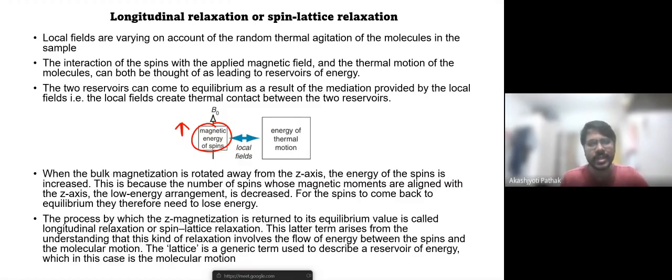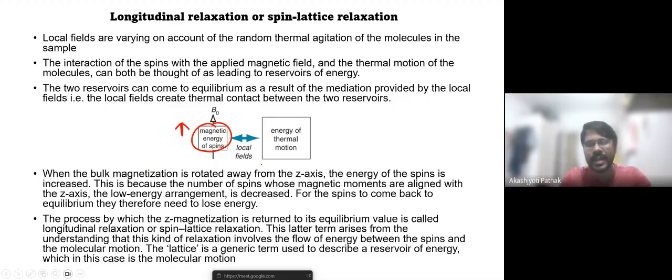This energy will increase because those magnetic moments are aligned with the z-axis, and the lower energy arrangement is decreased. When you apply the external field, the lower energy arrangement, meaning most of the magnetic moments in the same direction as the magnetic field, will decrease in number. The process by which Z magnetization is returned to its equilibrium value is called longitudinal relaxation, or spin lattice relaxation. So this is the process.